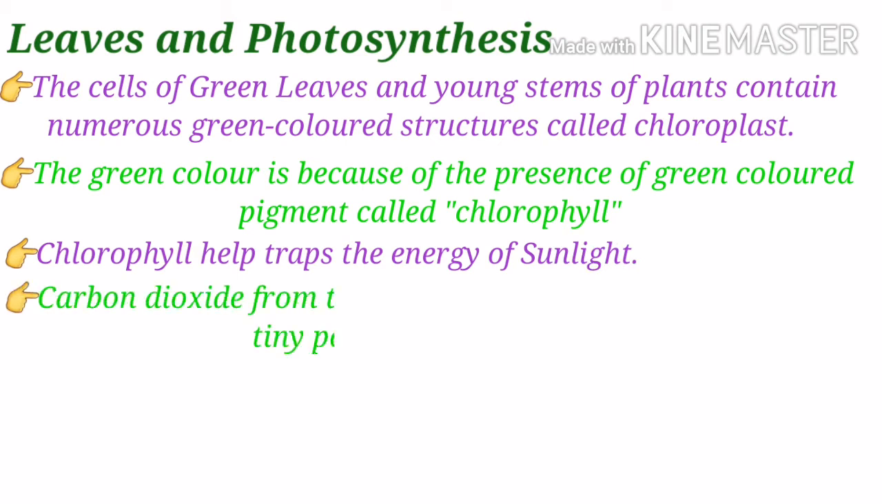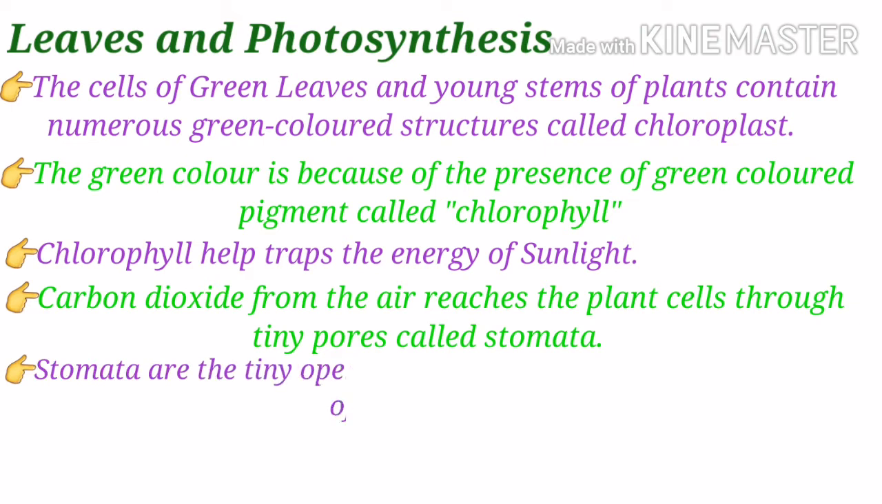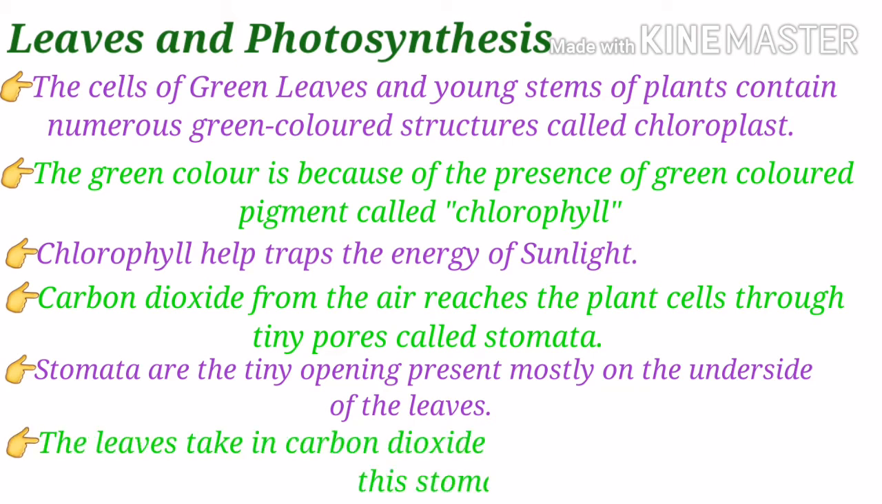Carbon dioxide from the air reaches the plant cell through tiny pores called stomata. Stomata are tiny openings present mostly on the underside of the leaves. The leaves take in carbon dioxide and give out oxygen through these stomata.